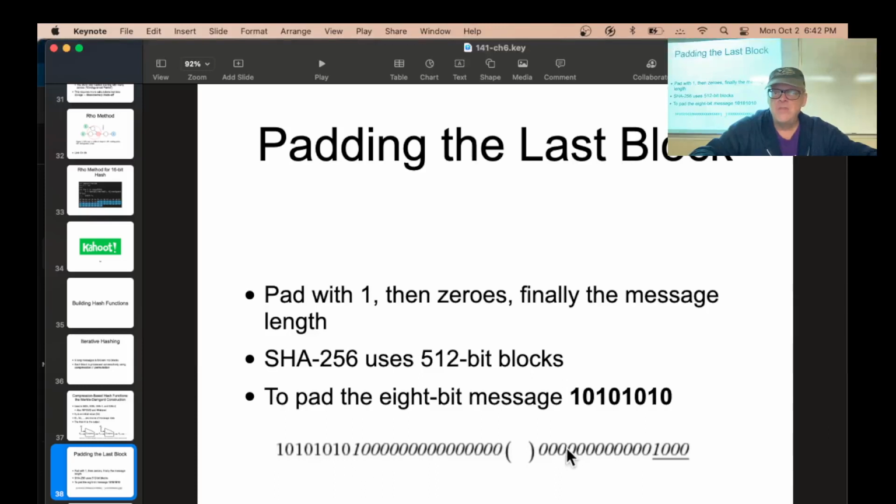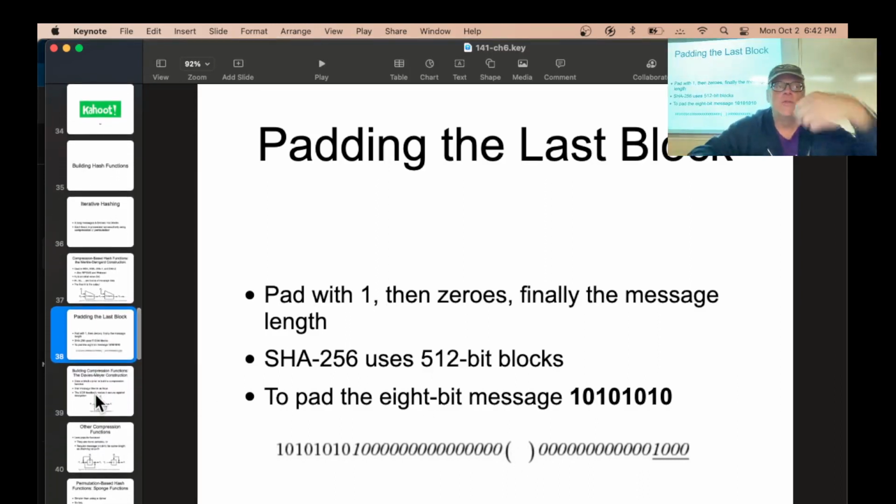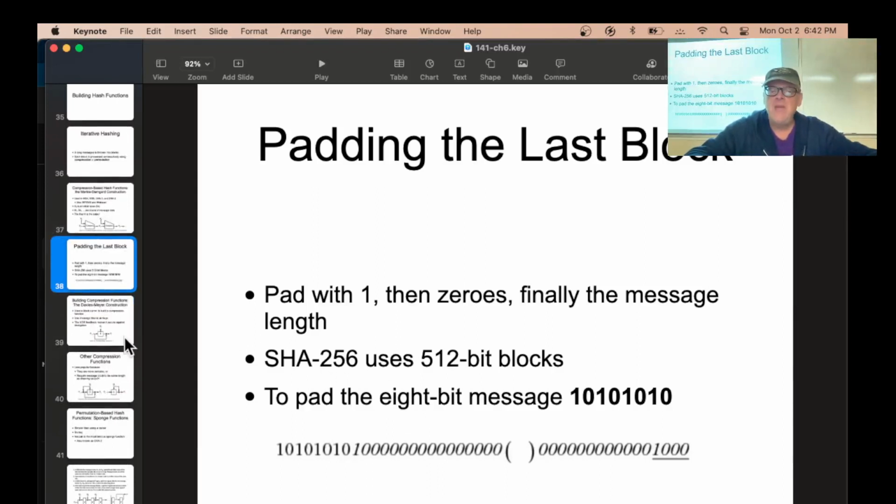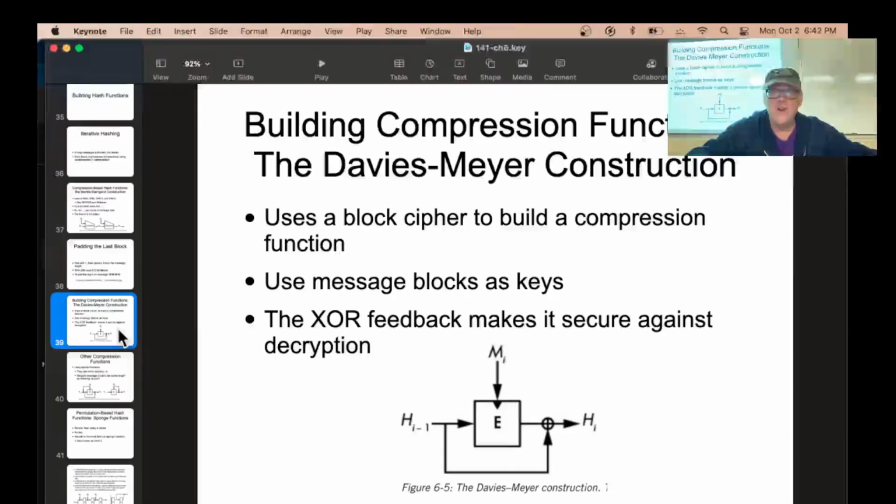You put in a 1, then you put in some zeros, and at the end you put in the length of the message so it can remove the padding later, or at least understand what part of it was padding. There is no issue of removing it later because you never reverse this process. But anyway, that's the padding system that's used by these hash functions.